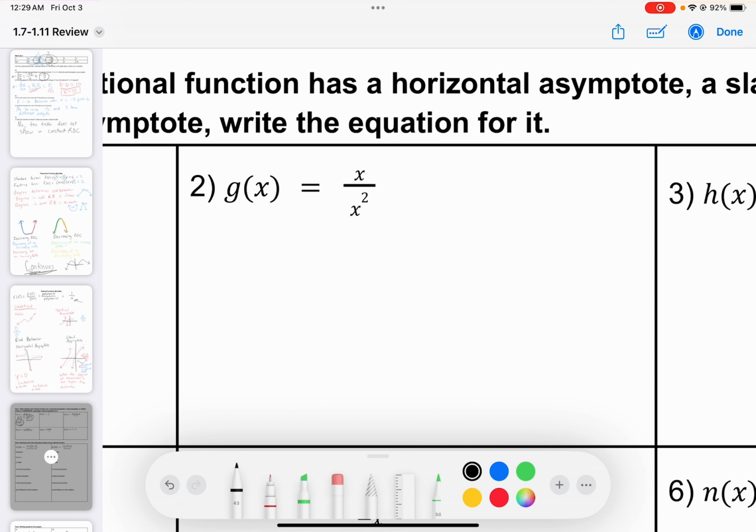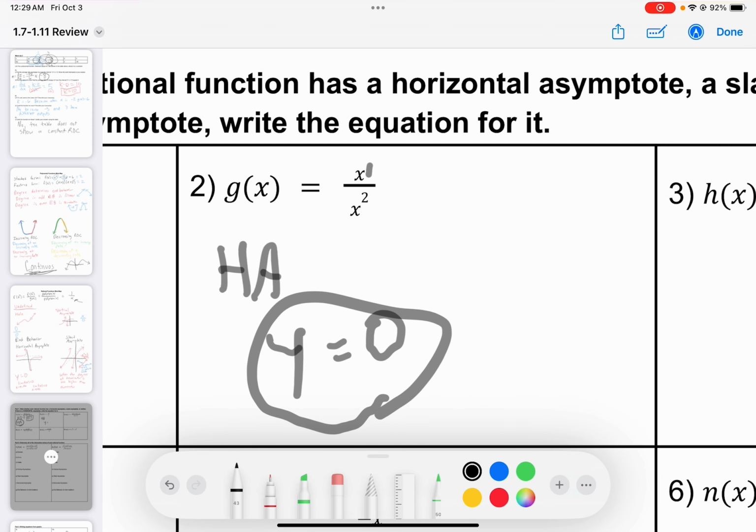All right, again, we're looking at the degree. The degree of the top is 1. You can't see it, but it's there. I think everyone understands that in AP Pre-Calculus. The degree of the denominator is 2. So we're certainly going to have a horizontal asymptote here because the degree of the denominator is larger. And when it's larger, it's y equals 0.